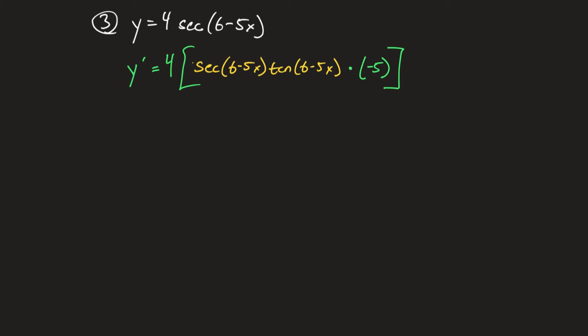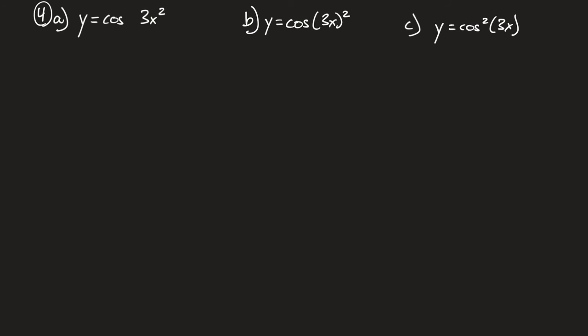And then if I do just a little bit of rearranging, I write my final answer. That's all multiplication, so I can do that 4 times that negative 5, get negative 20, secant of 6 minus 5x, tangent of 6 minus 5x.